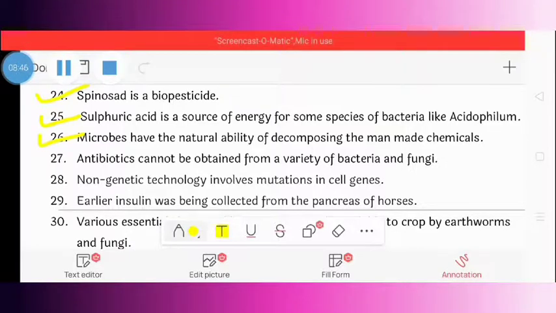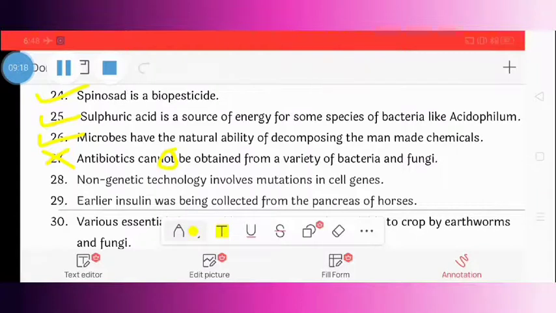Now 27th number statement is: antibiotics cannot be obtained from a variety of bacteria and fungi. So this statement is false, because antibiotics can be obtained from a variety of bacteria and fungi. So "not" is cancelled. The correct statement is this one.